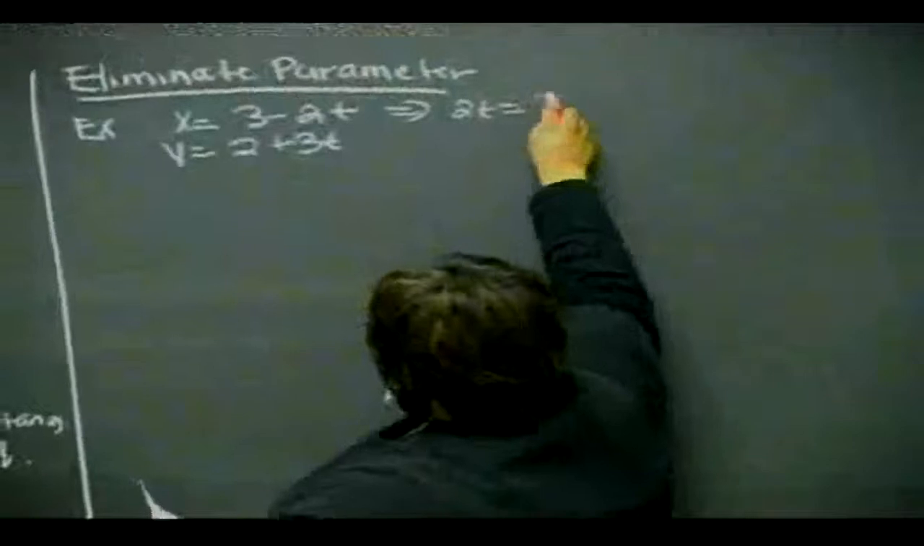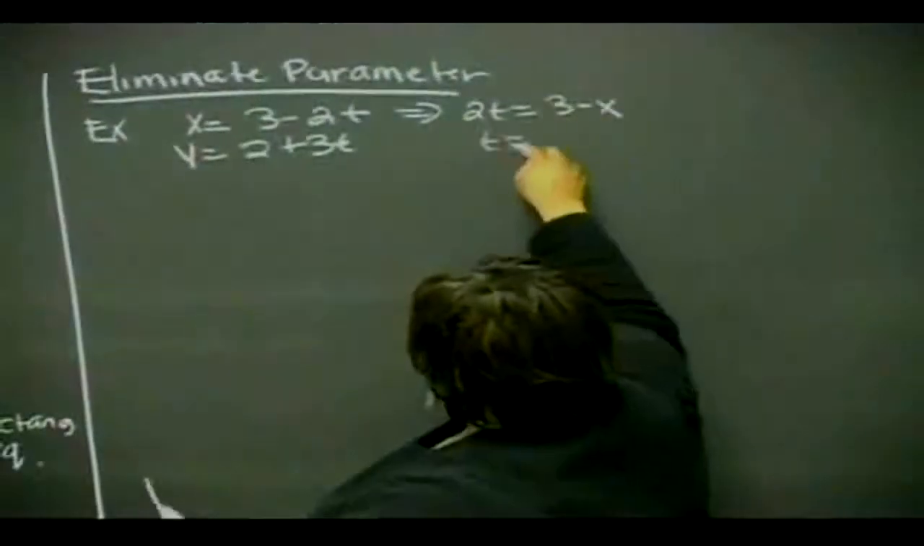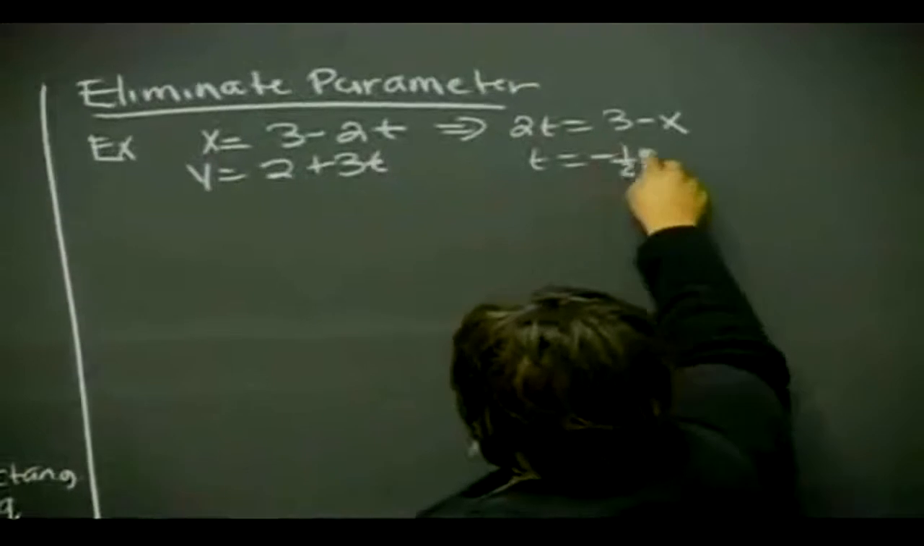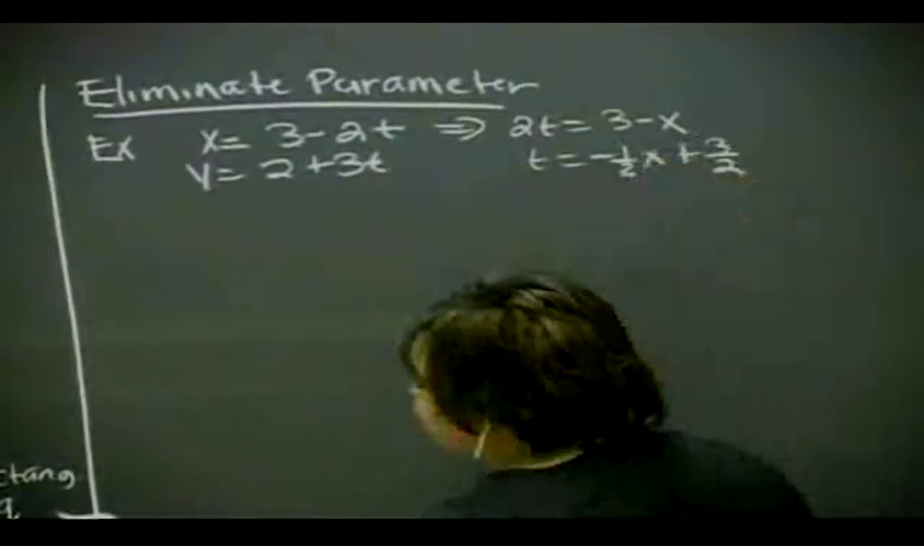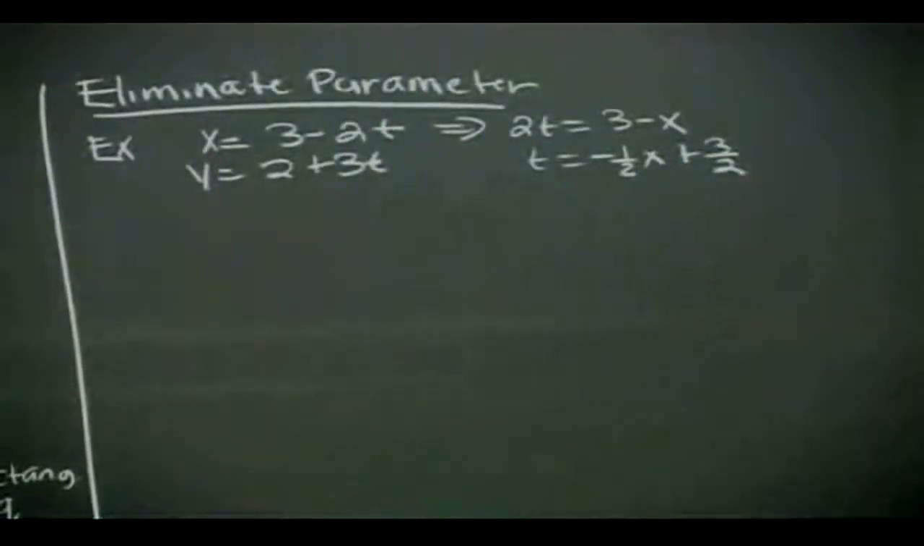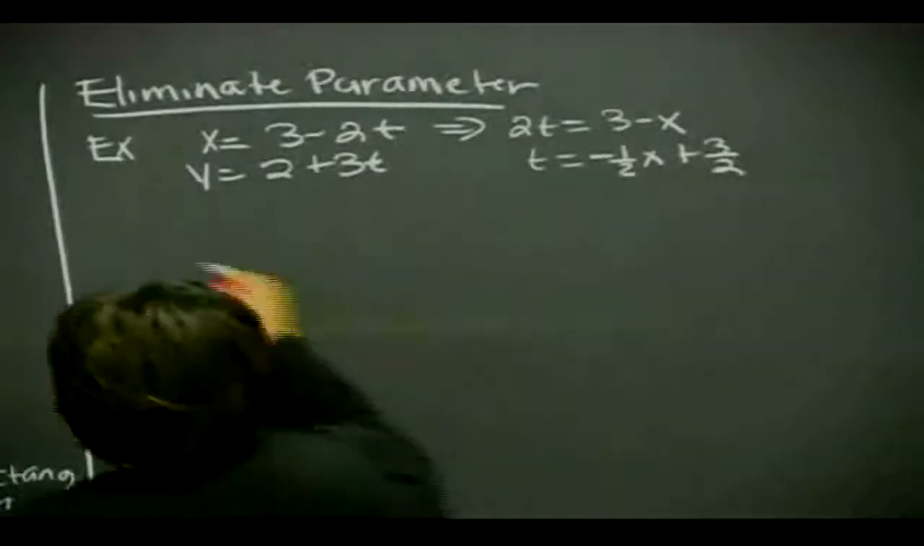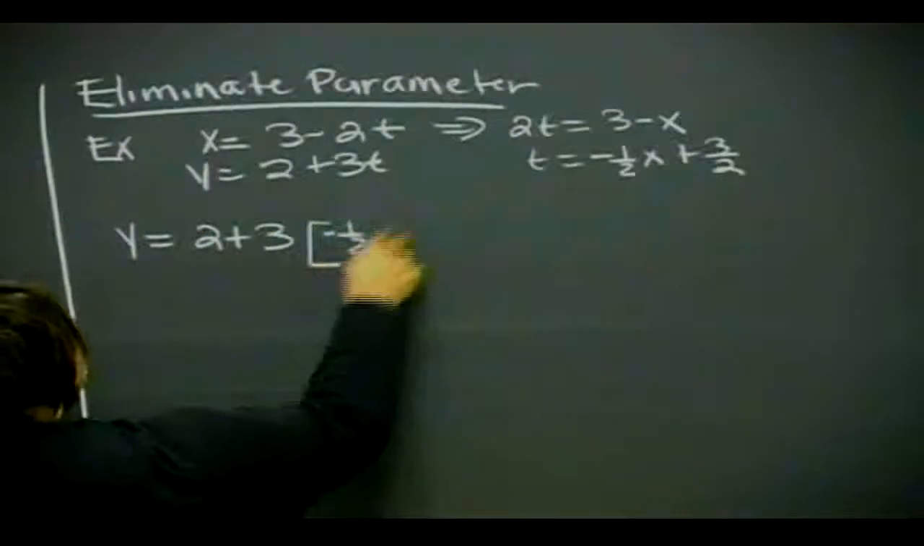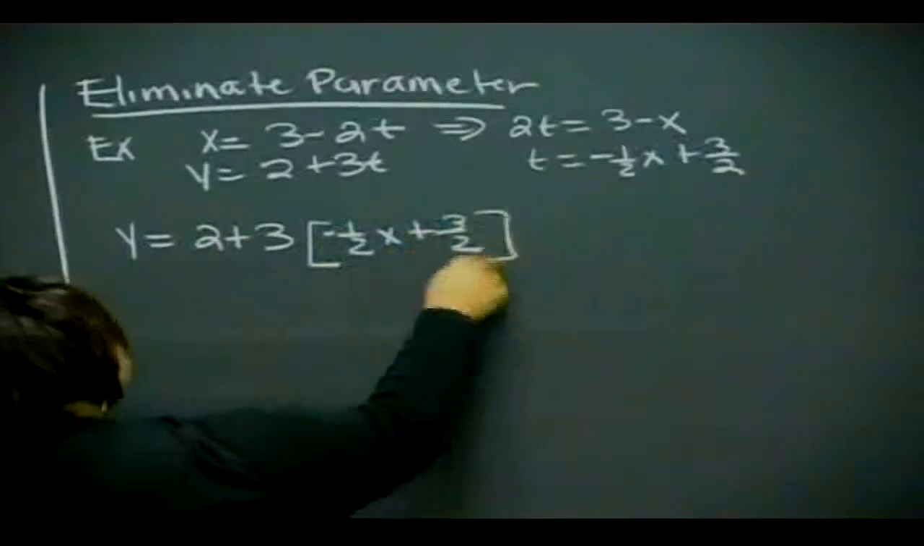If I solve the first one for t, I have 2t is what? 3 minus x. So t is, divide everything by 2, negative 1/2 x plus 3/2. Then it says substitute into the other equation. So I go over here, and wherever there's a t, I'll put my negative 1/2 x plus 3/2.